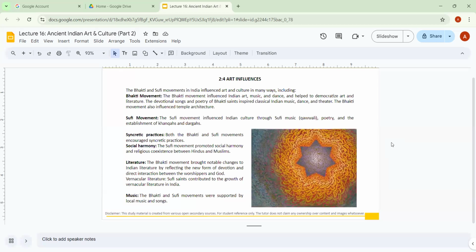The art influences. The Bhakti movement influenced Indian art, music, and dance and helped to democratize art and literature. Whereas the Sufi movement influenced Indian culture through Sufi music, that is Qawwali, which is very well known a form of music today, poetry, and the establishment of khanqahs and dargahs.